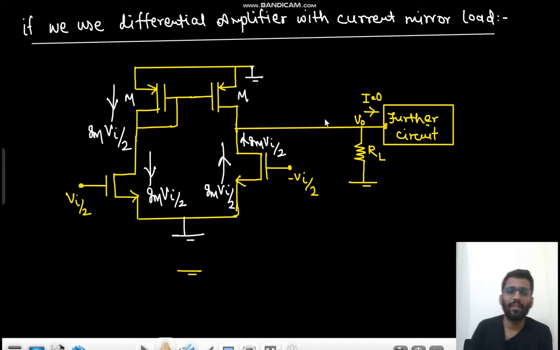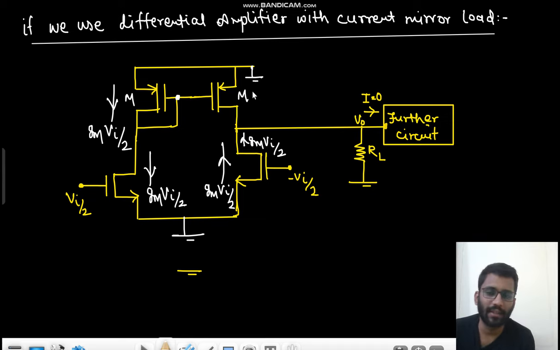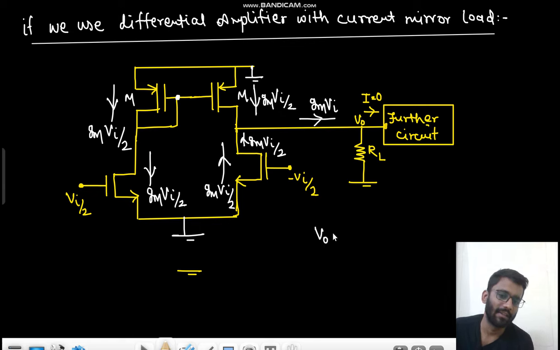So VGS for both of them is the same. This is shorted and this is the common mode voltage. The gate is common and the source is shorted. So VSG is the same for both of them. If VSG is the same, the current in both of them will be the same, because the current is gm into VSG. So the current here would be gm Vi by 2 only. From here we have gm Vi by 2 current, from here we have gm Vi by 2 current. So how much current will we have here? gm Vi.